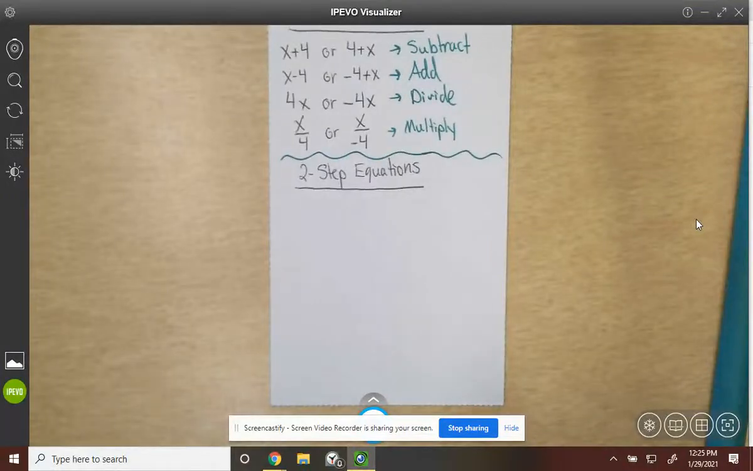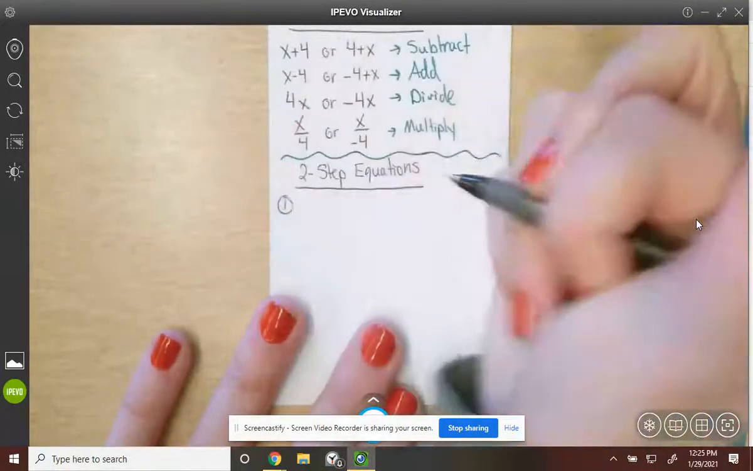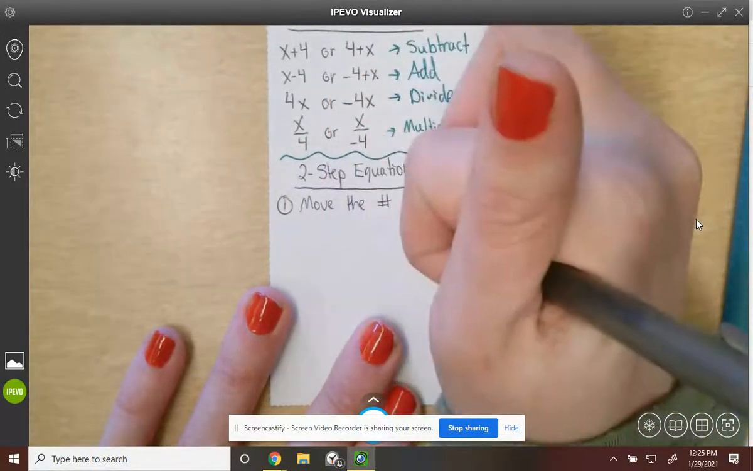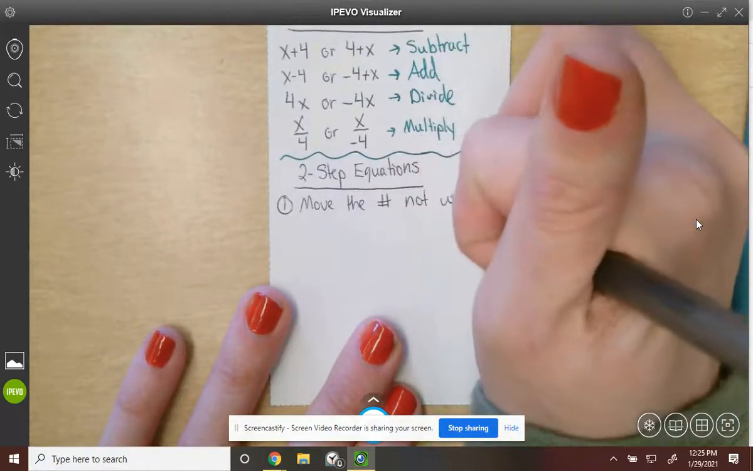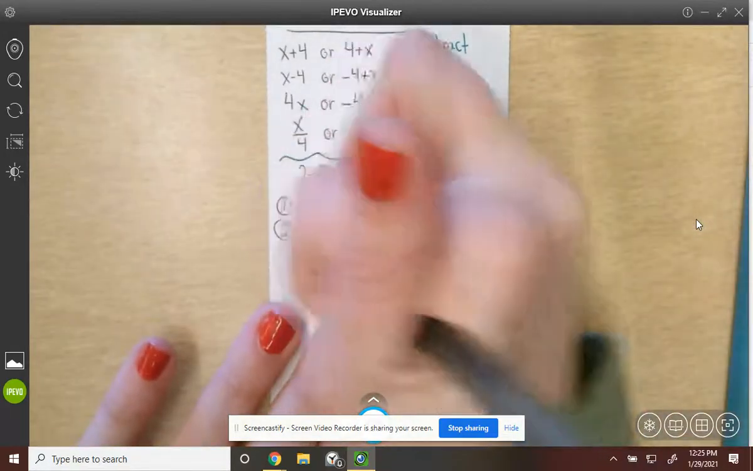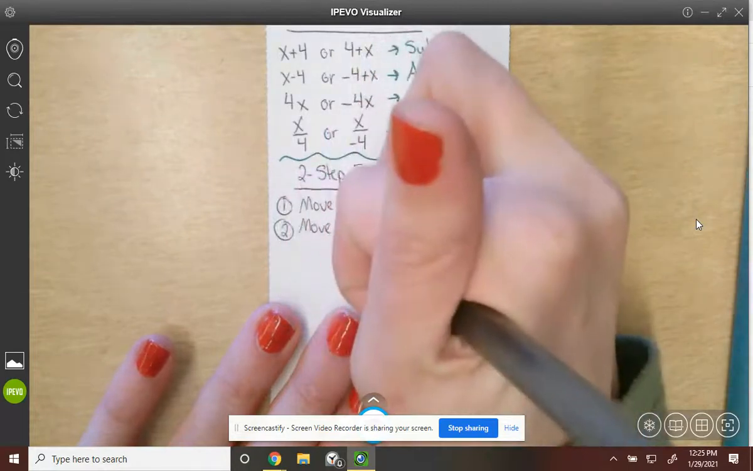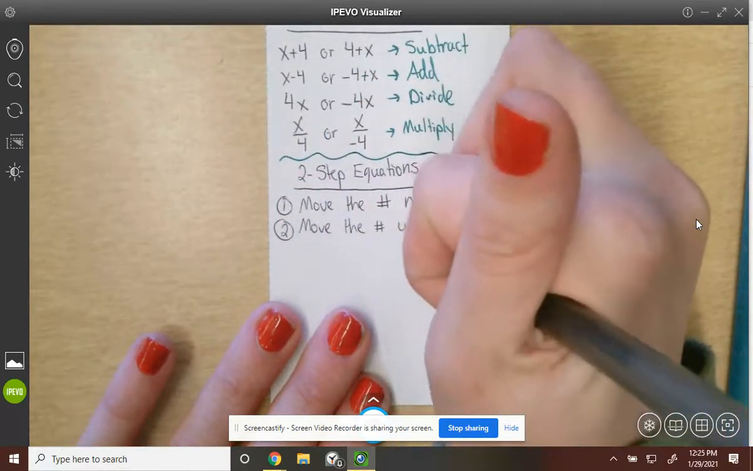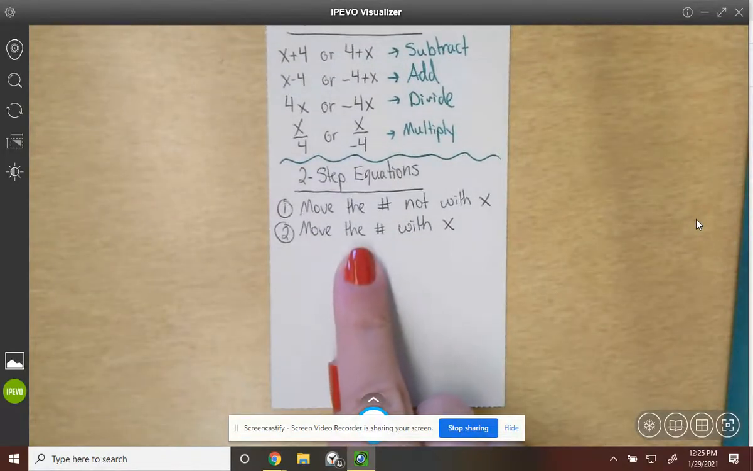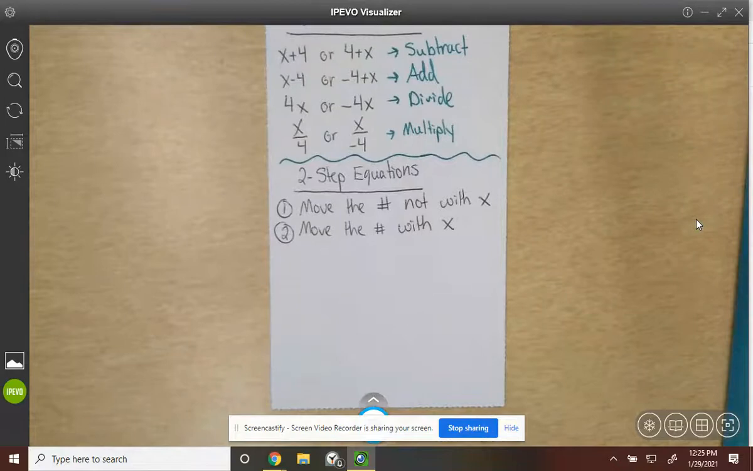Really the next thing we covered. Two-step equations, we're going to write out our two steps. The first step is to move the number not with x. And yes, it's on the same side as x. Yes, it's beside x, but we kind of know what we mean by not with x. And then the second step is then to move the number with x. Which really, by the time you get to step 2, it's the only number on that side.